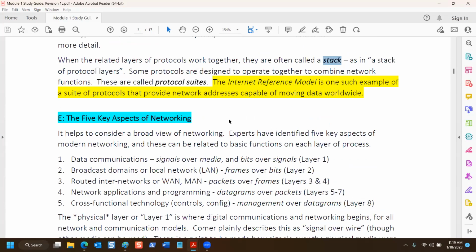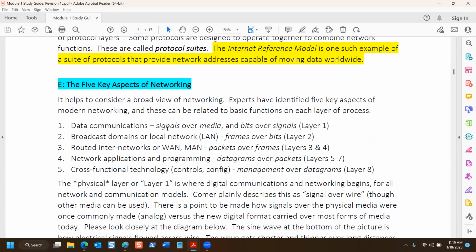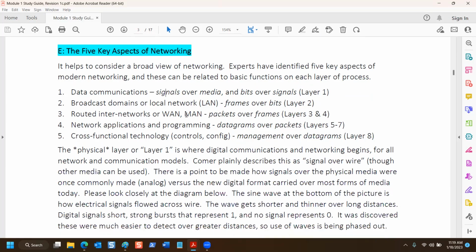That's a term that's commonly used. We say, hey, have you checked the network stack? That means, have you looked at the physical layer to see if there is a basic problem with the signal? In fact, Comer plainly describes the first layer, level 1, as signal over wire, right?